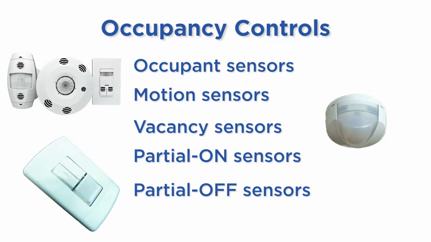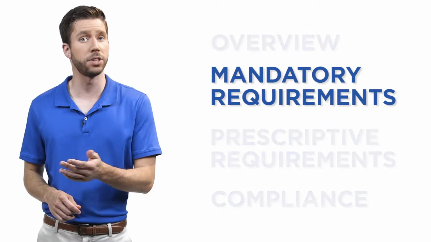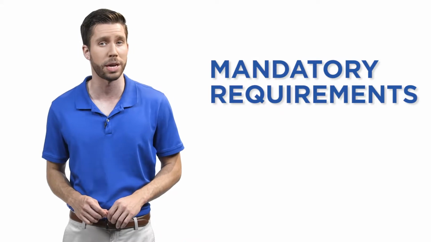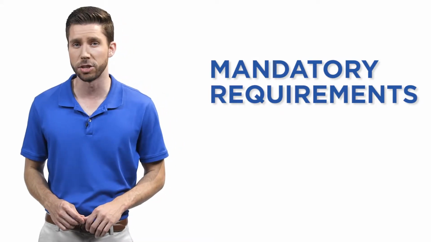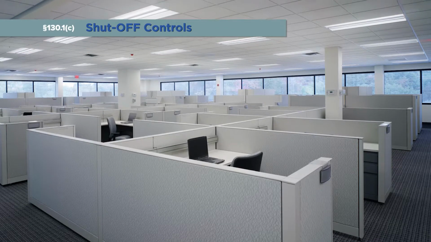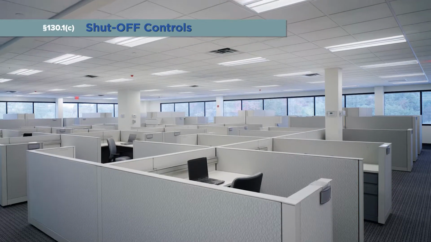On the other hand, partial off sensors turn only a portion of the lights off when a space becomes vacant. The sensor may automatically turn this same portion back on, or the system may be set so that manual on control is required. Now, let's examine the mandatory requirements for automatic shutoff controls contained in Section 130.1c of the Energy Standards. Let's go over some general shutoff controls requirements contained in the 2016 Energy Standards.